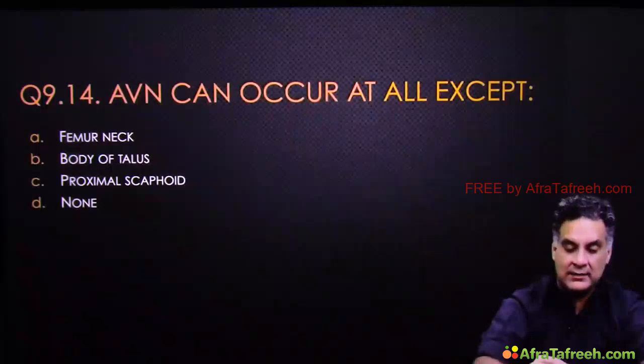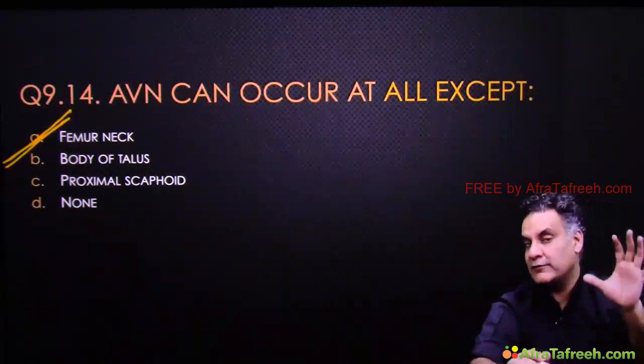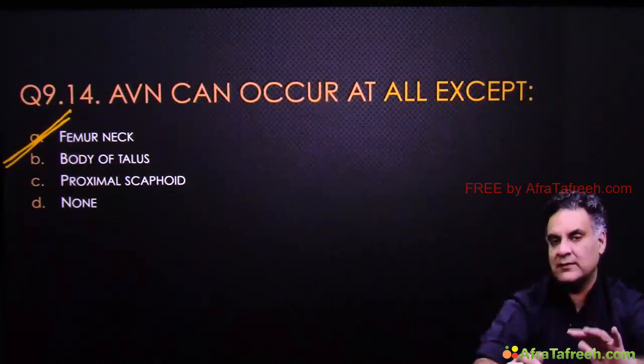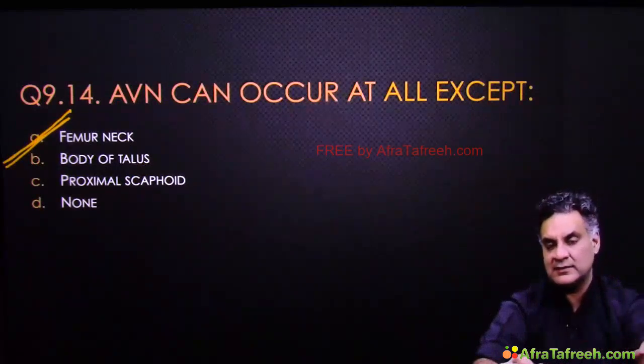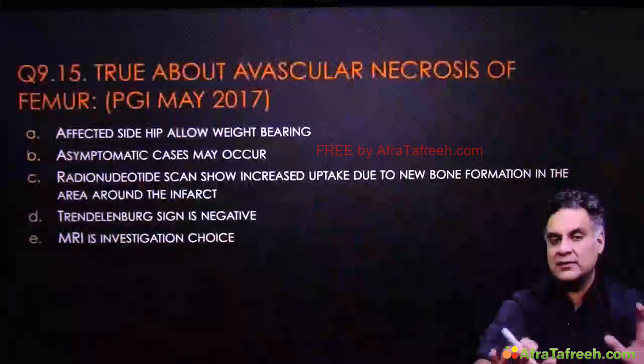AVN can occur at all except femur neck. AVN involves the head of femur in the fracture neck of femur. Body of talus, proximal scaphoid are sites of avascular necrosis.